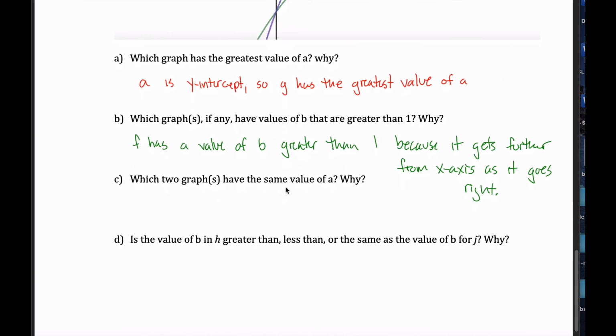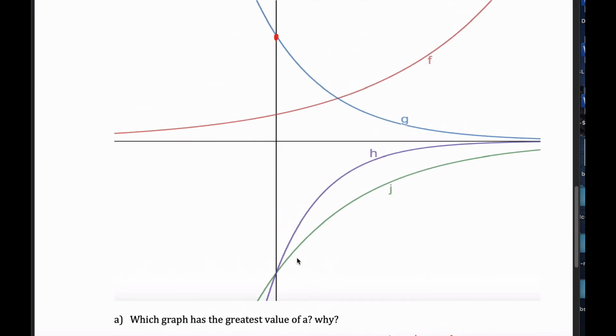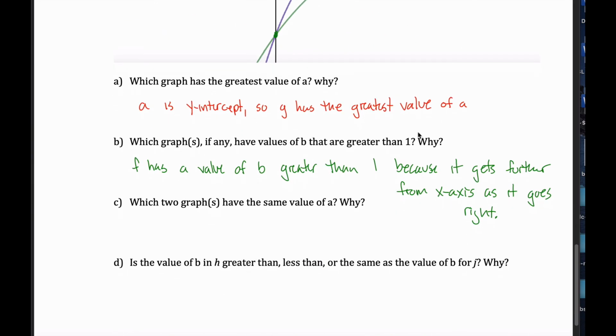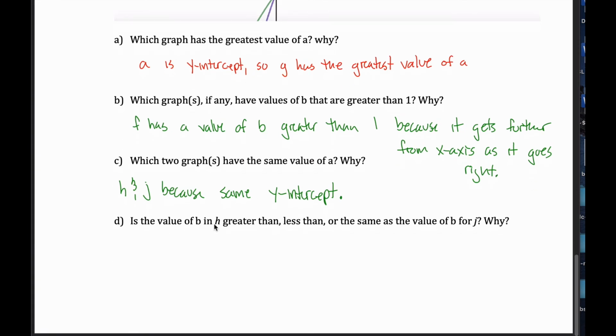What about C? Which two graphs have the same value of a? Well, again, a is just the y-intercept, so I just look up here and figure out which two graphs have the same y-intercept. It looks like h and j do. So my broken English, kind of short explanation for why is just h and j have the same a because they have the same y-intercept.